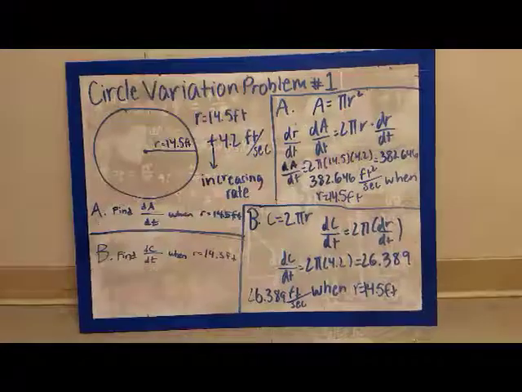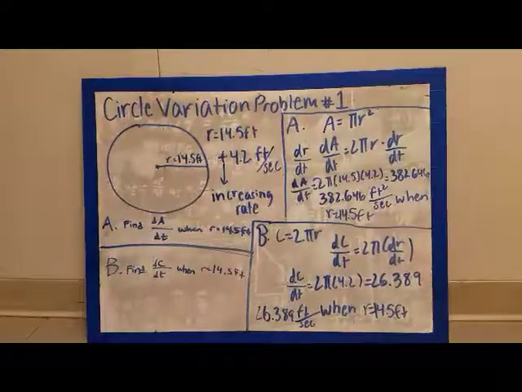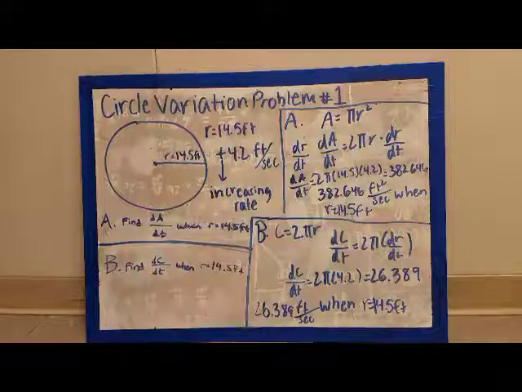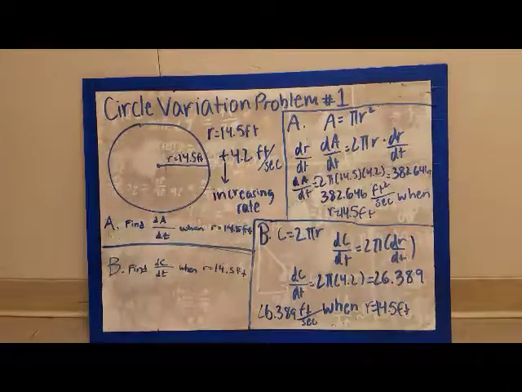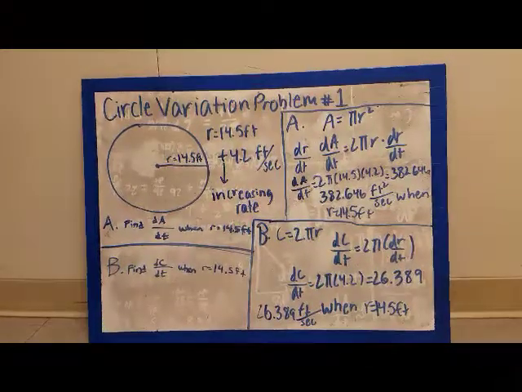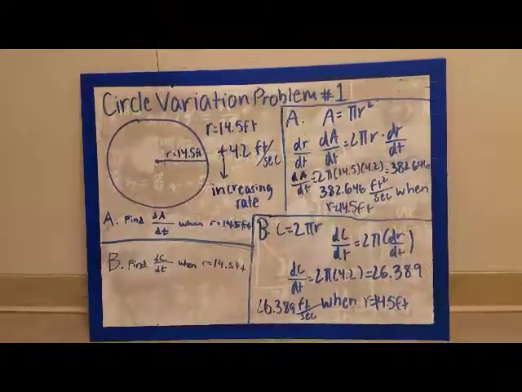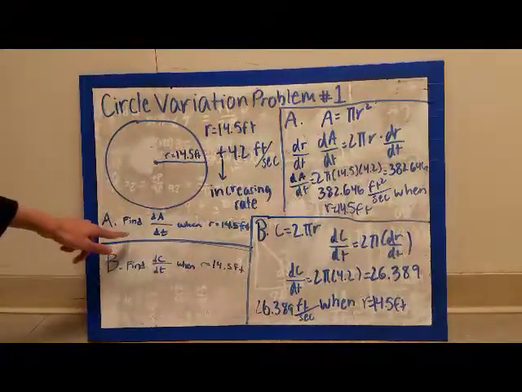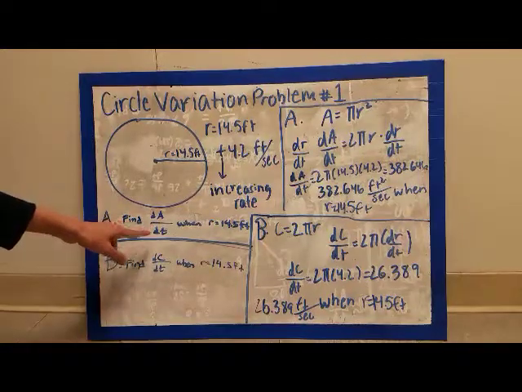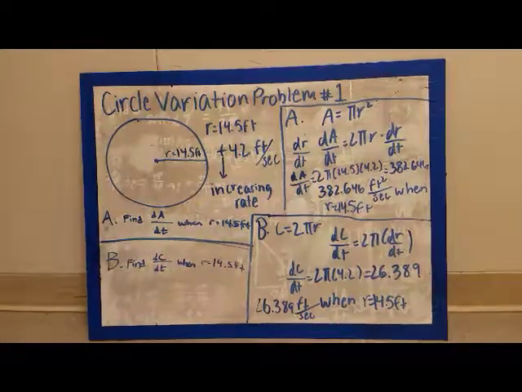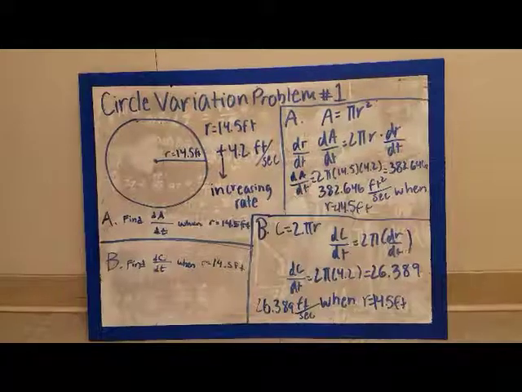Was increasing at a rate of 4.2 feet per second, and we were given that the radius has a length of 14.5 feet, and we're asked to solve problem A, and it asks at what rate in feet per second is the area changing. So what we did was we tried to find the rate at which the area is changing with respect to t when the radius is 14.5 feet.